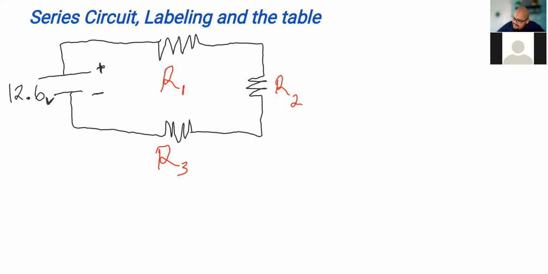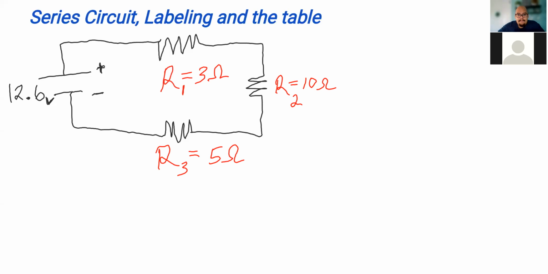Now these R's, these resistors, come with values. The first R is a quantity of 3 ohms. The second R is 10 ohms. And the last R, R number 3, is 5 ohms. Okay. And they do not give us the third component, which is current.